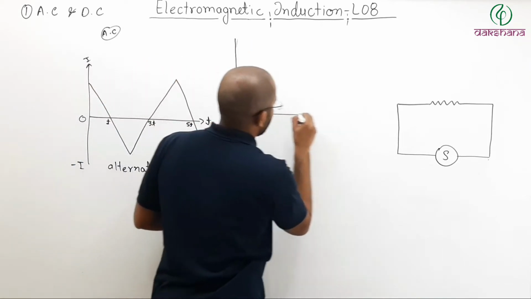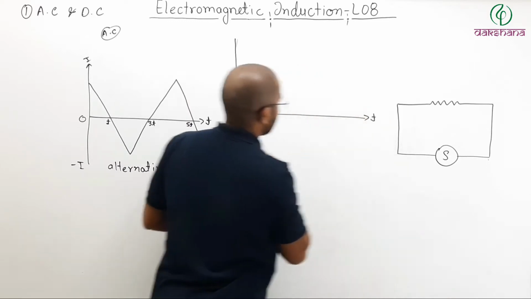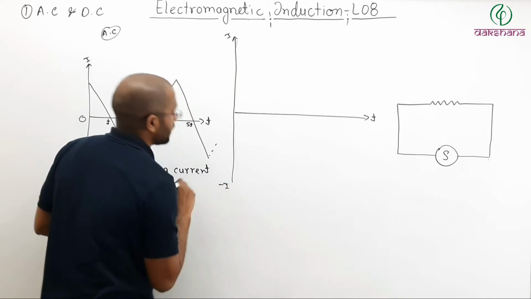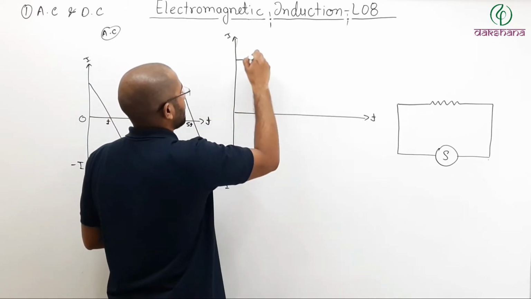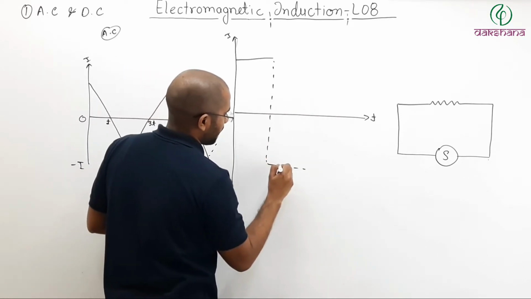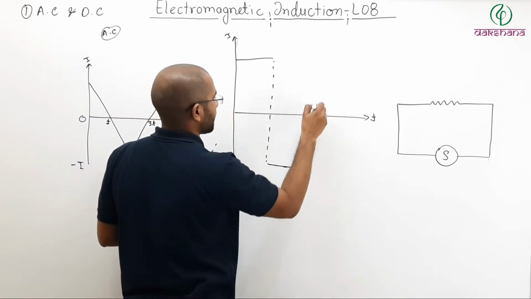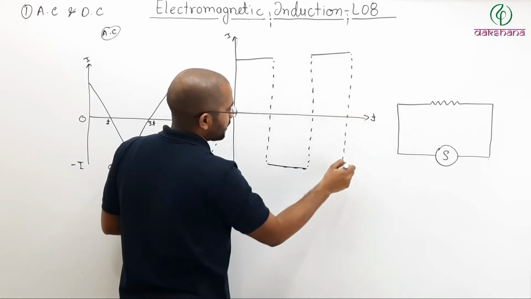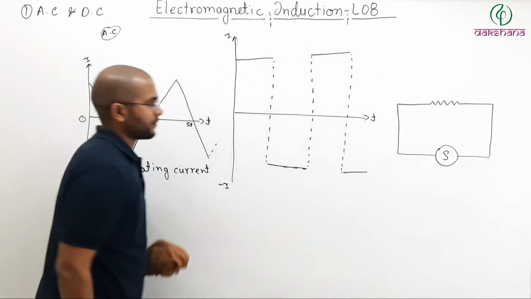So let us draw it like this. This is T, this is your current, this is minus of current. Let us say that current varies like this. Now how it will be generated, that is not our problem right now. Right now we are only concerned with finding out whether it is DC or AC.